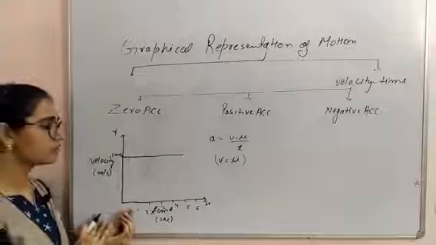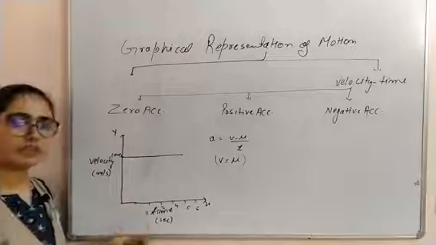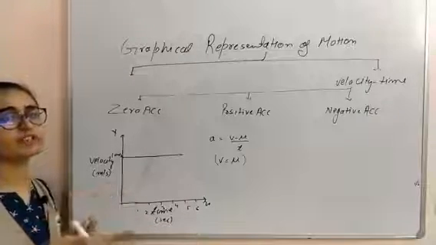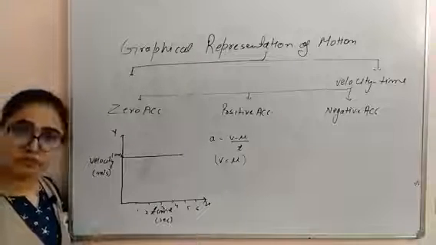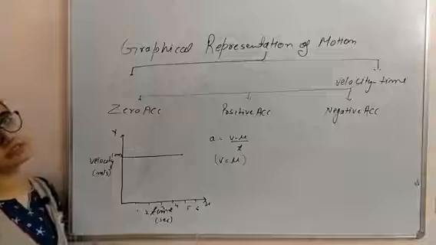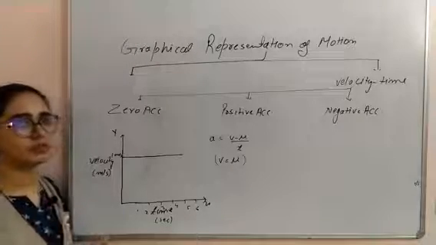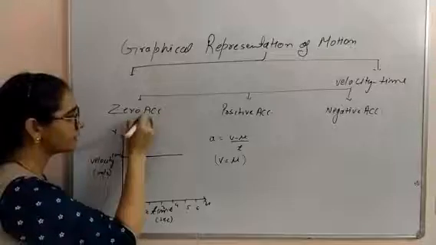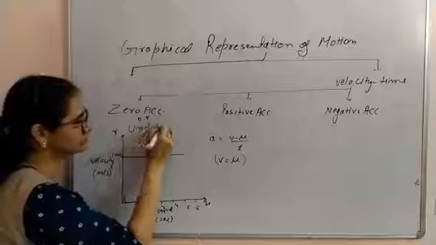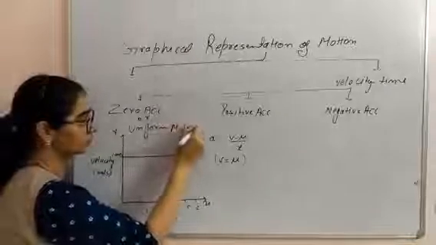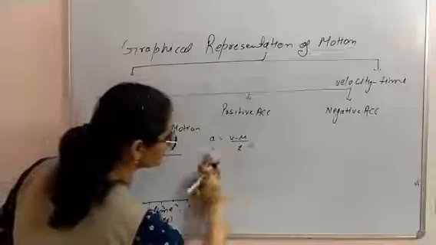In the first second also, its velocity was 10. In the second second also, its velocity was 10. In the third second also, its velocity was 10. That means there is no change in velocity of the object, and if there is no change in velocity, the type of motion is zero accelerated motion, or we can say if the velocity of the object is not changing, we also call it uniform motion. What we call it? Uniform motion. Clear beta? I hope it's understood.